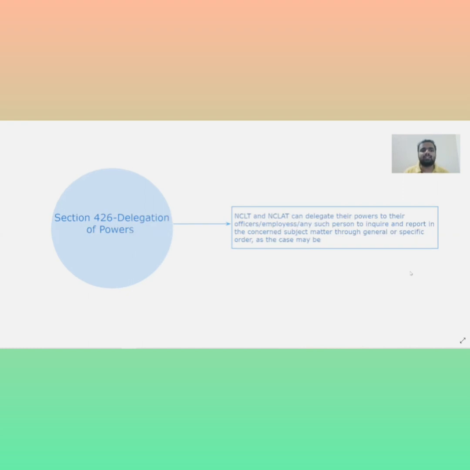Section 426, delegation of powers. Now the NCLT or the NCLAT has the power to give to its officers, its employees, or any person who has authority to inquire and report in the concerned subject matter, through a general or specific order, as the case may be. Like, they have that power to appoint someone and give them some work, and then call upon some reports. It can be their employees, their officers, or any person who is authorized to do so.